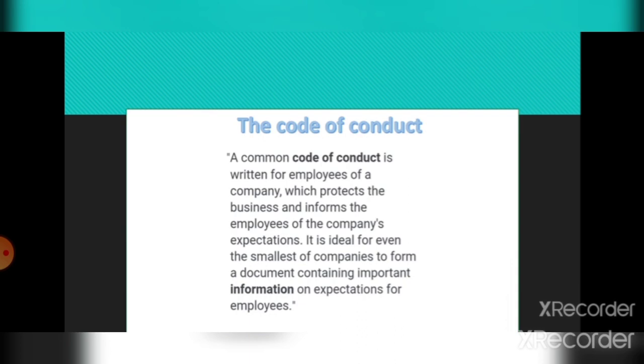Now coming towards code of conduct. What does code of conduct mean? We'll see that first. A common code of conduct is written for employees of a company, which protects the business and informs the employee of the company's expectations. It is ideal for even the smallest companies to form a document containing important information on expectations of the employees. Now, when I say code of conduct, for example, for schools also there is a certain code of conduct.